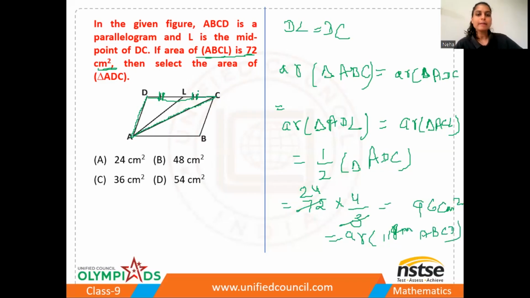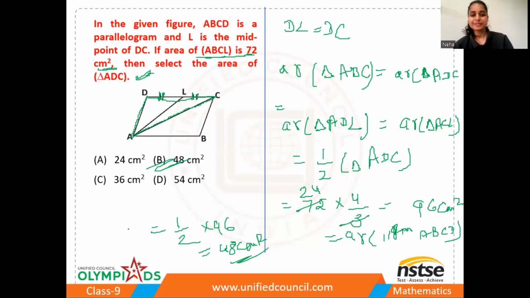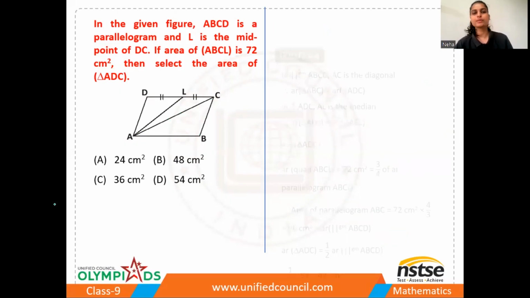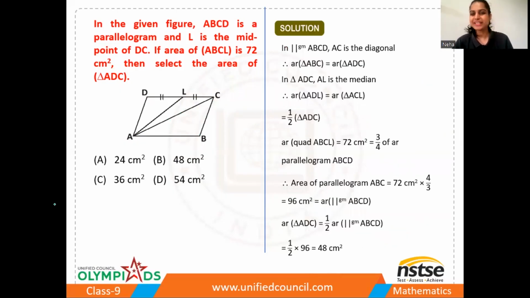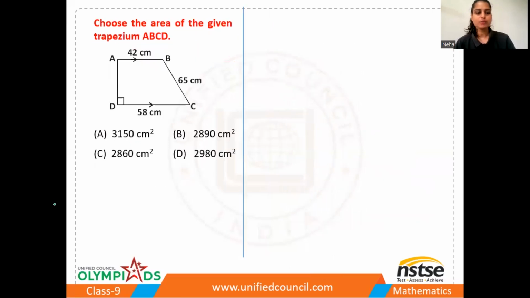Okay. Now here I have to find the area of triangle ADC, right? So what would be the area of triangle ADC? Obviously just half of it, half of 96. That means this is 48 centimeters square. That means I can say yes, option B is your right answer. Perfect. Yes, the question is quite simple, and this is the detailed explanation of this given question. Very nice. Now let's move to the next question.